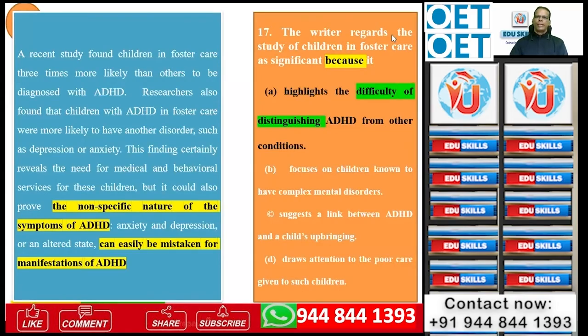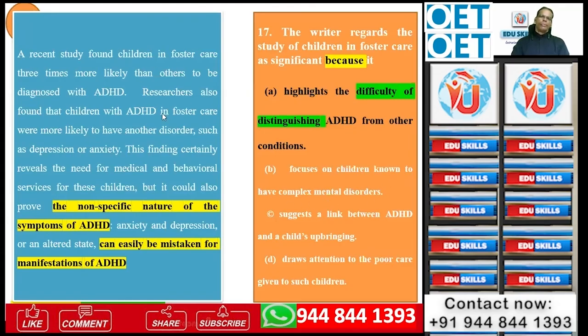See, the writer regards the study of children in foster care as significant because, why is the study of children in foster care very important? Because it highlights the difficulty of distinguishing ADHD from other conditions. You can see here how it is difficult to distinguish between other conditions like anxiety and depression or an altered state. There's a lot of confusion. So this linking sentence clearly speaks about this. Focuses on children known to have complex mental disorders.